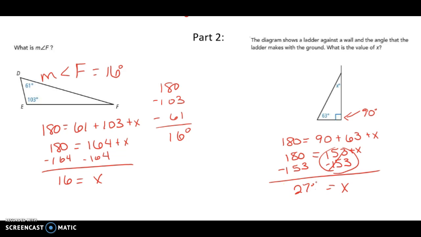Now, a few of you will know that 180 minus the 90 is 90. And so if you know that, then you could have just said 90 minus 63, and then you would have gotten 27. And that's just an added step that you would have saved yourself just by knowing your math facts a little bit.